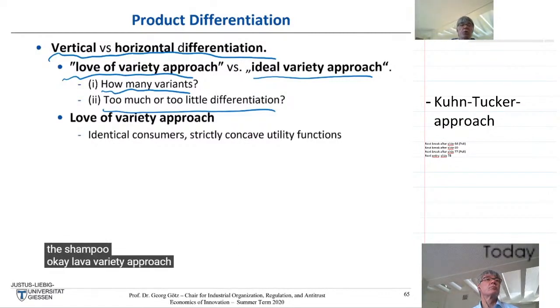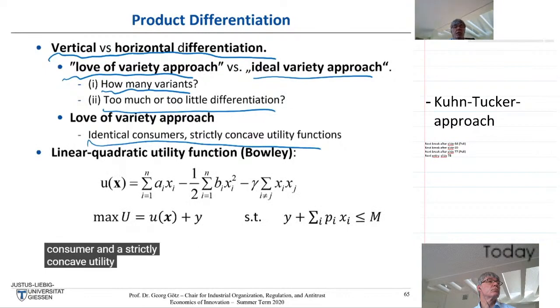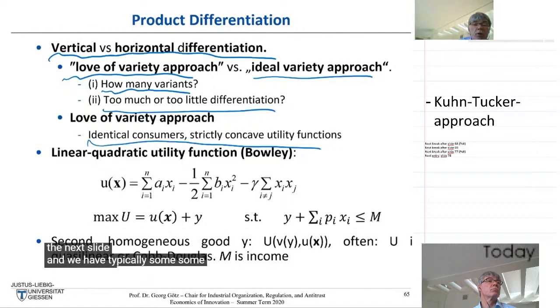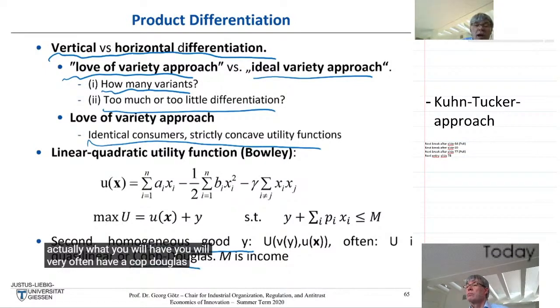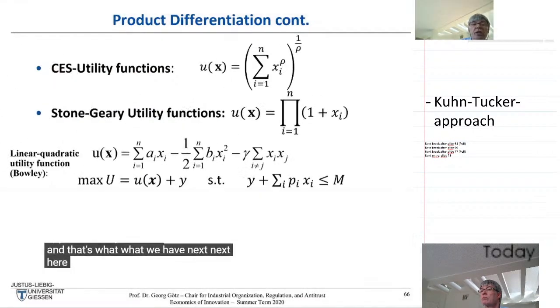The love of variety approach is here in more formal terms, assuming that we have a representative consumer. That means we have all identical consumers and a strictly concave utility function. An example here is this linear quadratic utility function, which goes back to Bowley in the 1920s. I will explain it in a minute on the next slide. And we typically have some homogeneous numeraire good. If you take the International Trade course by Jürgen Meckel, what you will very often have is a Cobb-Douglas upper tier utility function, and that's what we have next here, a CES utility function.